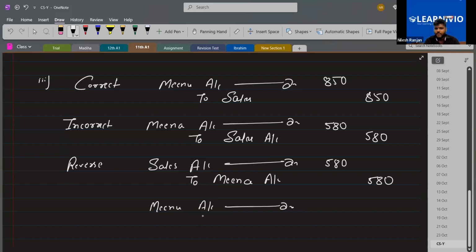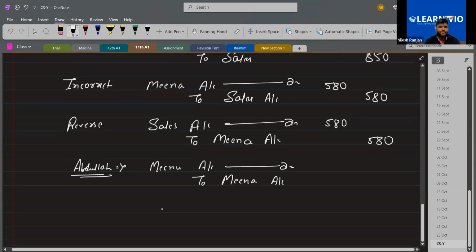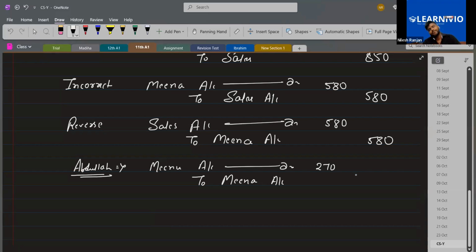One minute, let me calculate the difference. I didn't calculate. Madhya, you didn't say anything. Sir, 270. 270 on both sides, I guess.